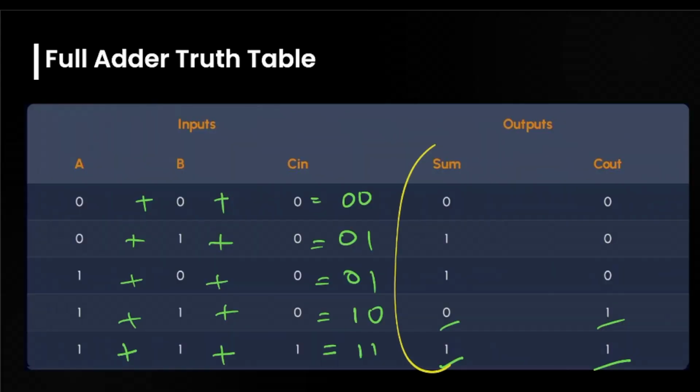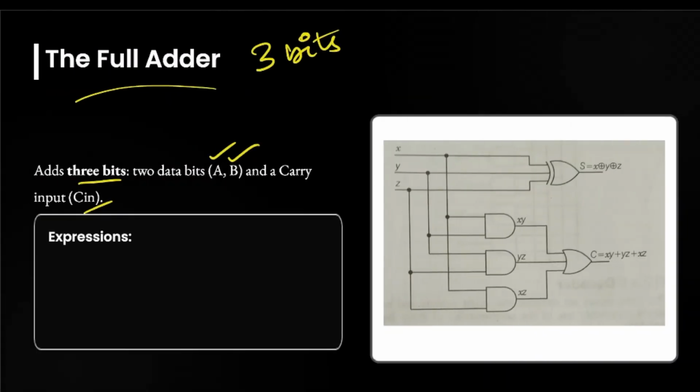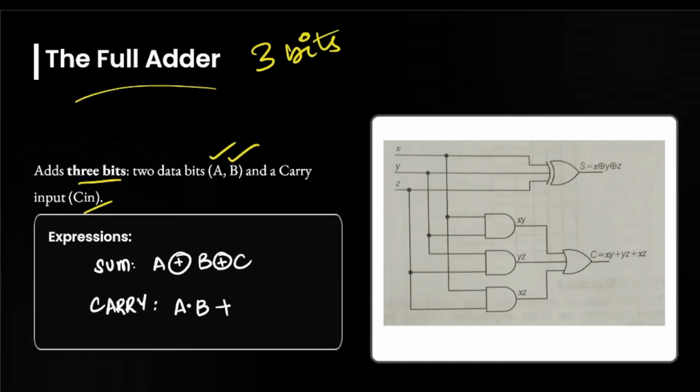Now pay attention to this. What gate is this? This is going to be a little bit more complicated. It's a combination of XOR gates, and this is a combination of AND gates. And also you have to OR it. I'll show you how it looks. Essentially the sum, I can write the expression as A XOR B XOR C, right? And the carry, I can represent it as A dot B plus B dot C plus C dot A, right?